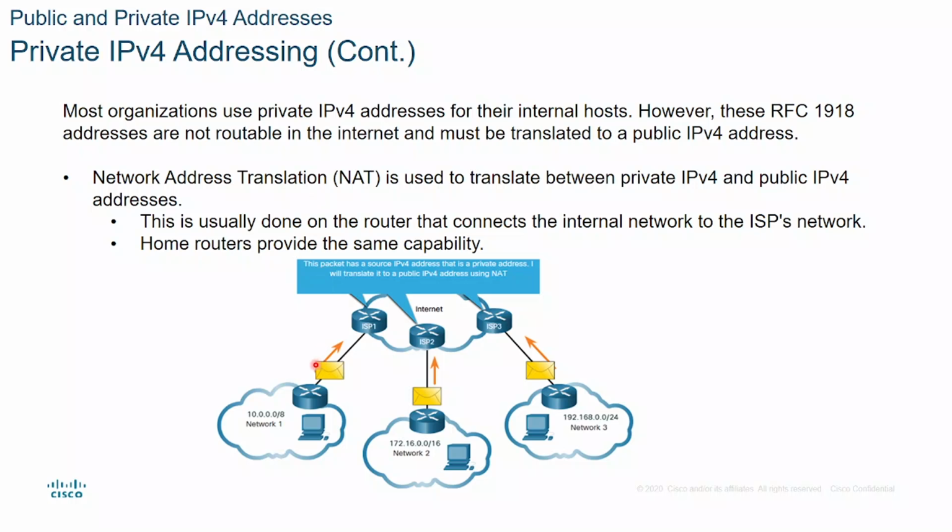So you can see here these are different systems on different networks. Let's say you're sending a message here. This packet has a source IPv4 address that is a private address. The router will translate it to a public IPv4 address using network address translation.